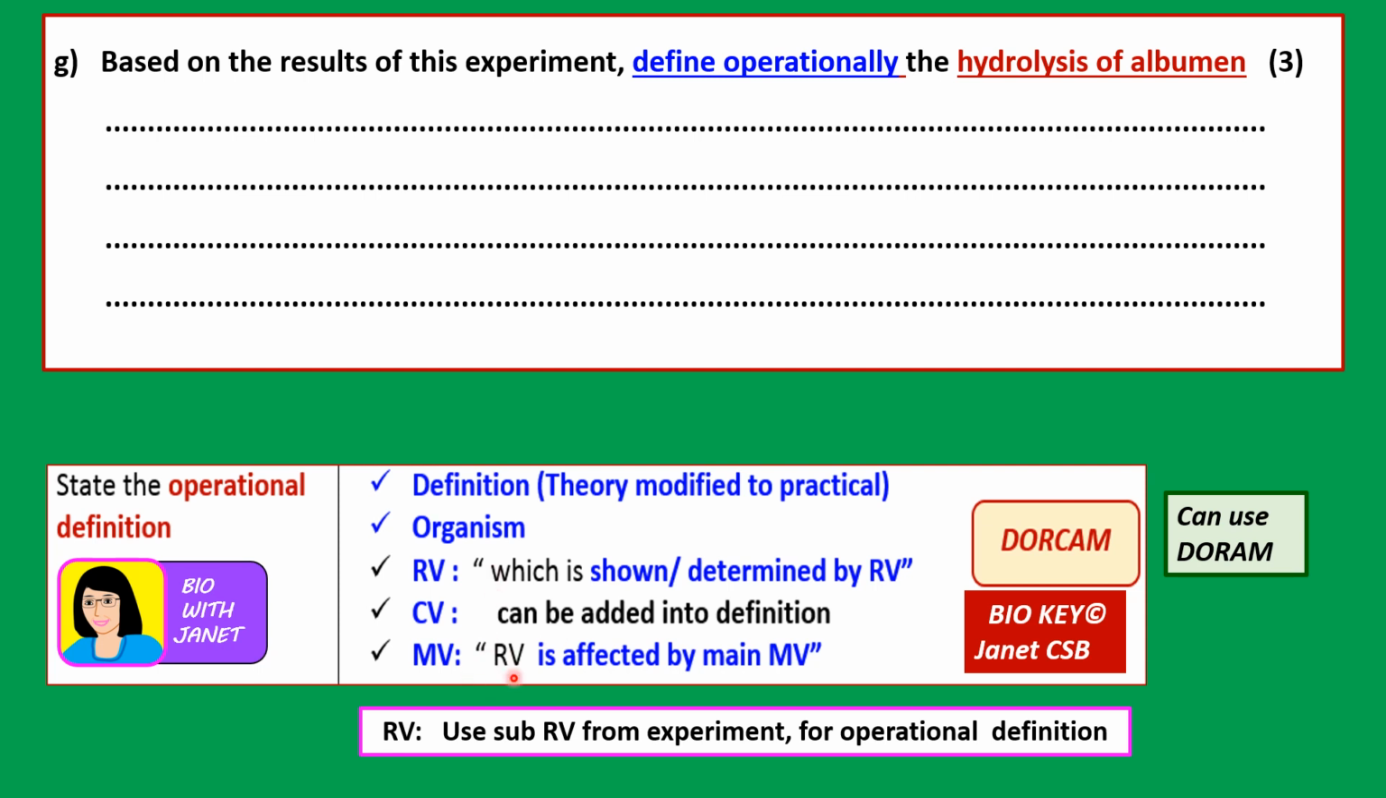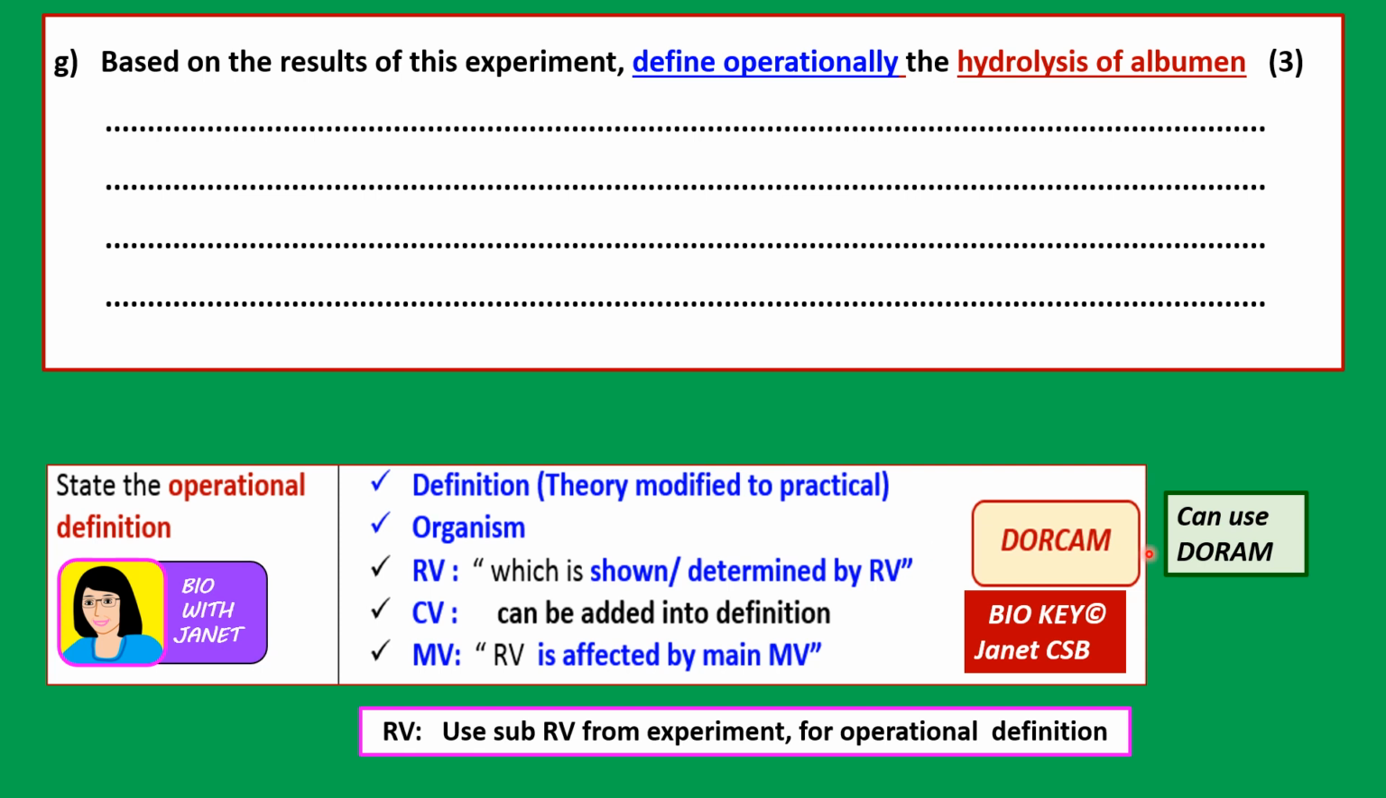Now for MV, we can say that RV is affected by MV. Must use the words affected by. And also make sure that your RV is the sub-RV that you measure or observe in the experiment, not the final or main RV, such as activity of pepsin, or rate of reaction of pepsin. We don't want that. We want the one that we measure or observe in the lab, which is the condition of the mixture, in this case.